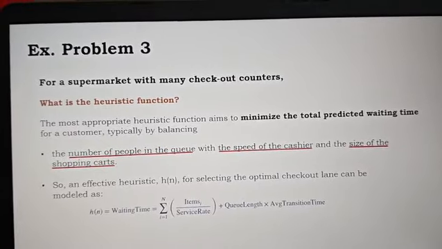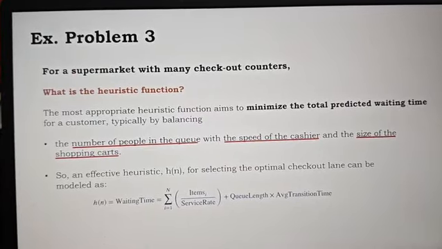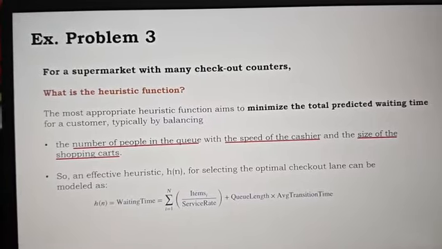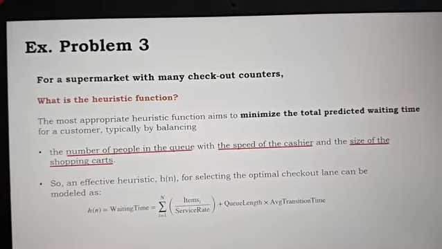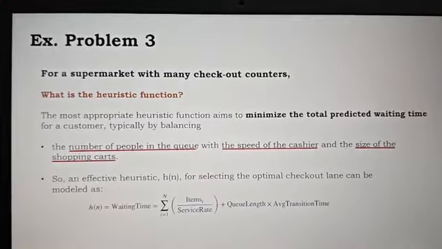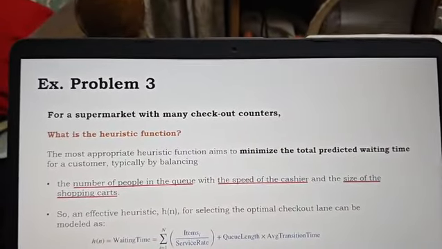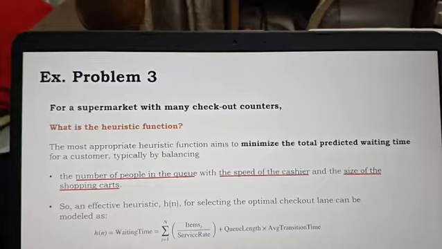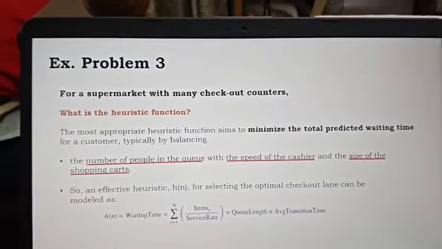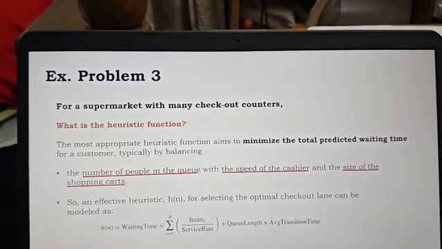How many objects they have in their cart, and also the speed of the cashier, with what speed the cashier is processing each customer. All three things matter to select a queue, right? So what is the heuristic function here? In this case, the heuristic function is to minimize the total predicted waiting time. So based on these three criteria, you will select the one which gives you minimum waiting time.